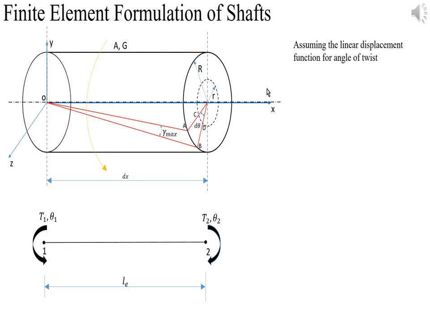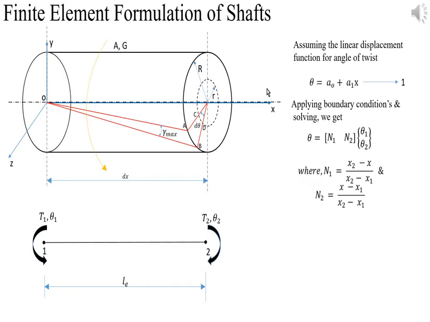So let us assume the linear displacement function for angle of twist, that is theta equal to a0 plus a1 x. Let me call this equation 1. After applying boundary conditions and solving, we get theta equal to N1 theta1 plus N2 theta2, where N1 equal to (x2 minus x) divided by (x2 minus x1), and N2 equal to (x minus x1) divided by (x2 minus x1). These are the shape functions, which are similar to the ones obtained for a 1D bar subjected to axial force. Same equations.